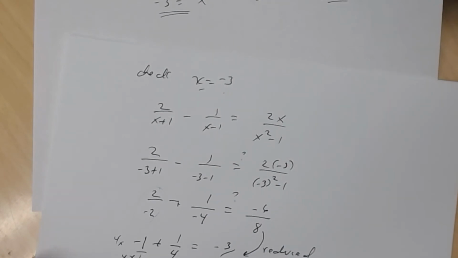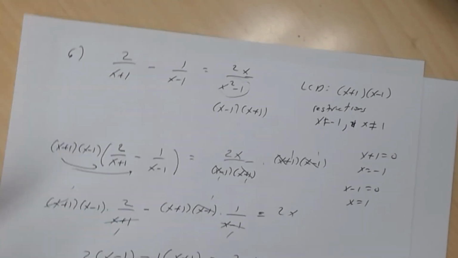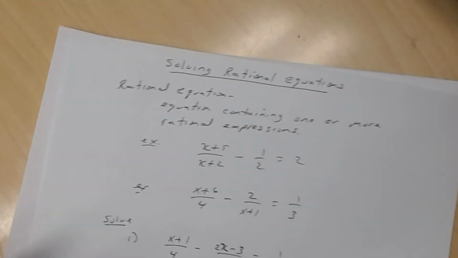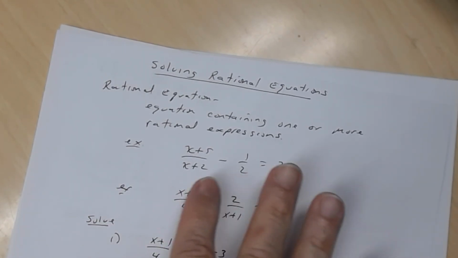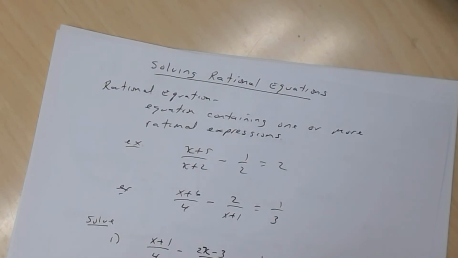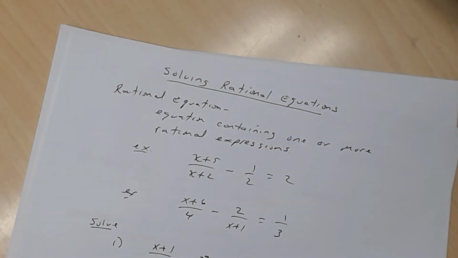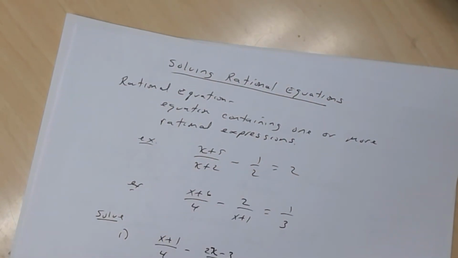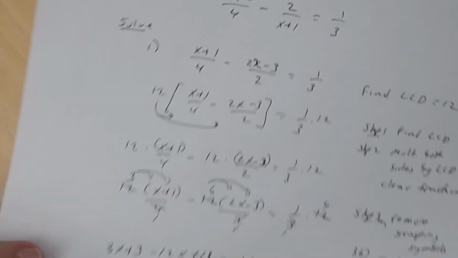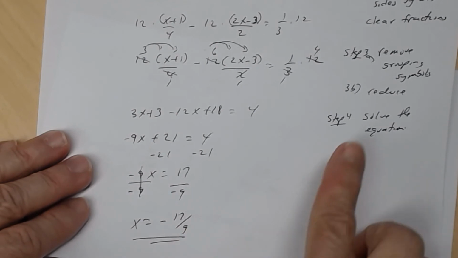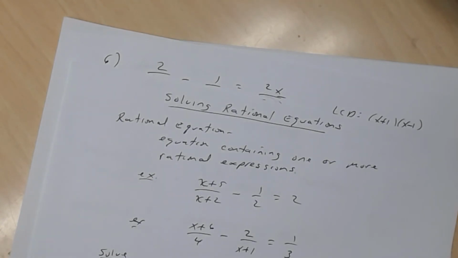Okay, so that was 6 problems. That should get you to understand how to solve rational equations, in particular where you have variables in the denominator. Also keep in mind that you have to find the restrictions first. So always find the restrictions first. And if your solution is a restriction, then that solution is an extraneous root. Okay? All right, so that's the end of this lesson.